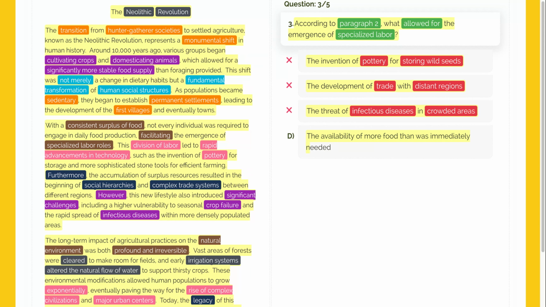Let's evaluate option D and see how it fits. The availability of more food than was immediately needed. This option says having more food than needed was the key. Look at the very first part of paragraph 2, with a consistent surplus of food. A surplus means having more than you need. The sentence continues by saying this was facilitating the emergence of specialized labor roles. This is a perfect match for the question. This option is correct. The correct choice should be marked as D because the context of the passage supports only this option. The other choices involve surface-level reading or misinterpretation.